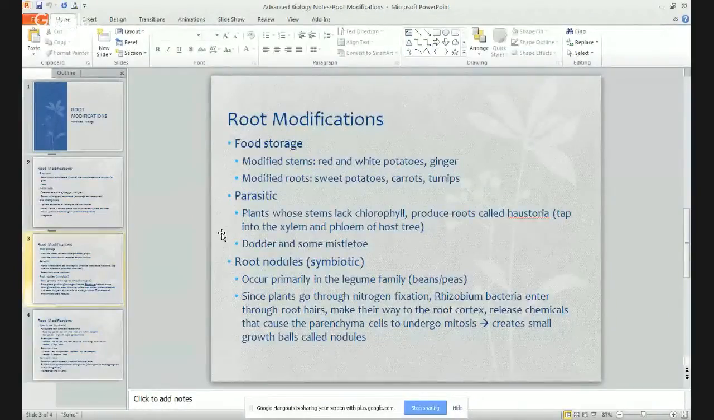The reason why the bacteria is a good thing is that the bacteria are able to help the plant convert that nitrogen. And then in the process they make these little growth balls.